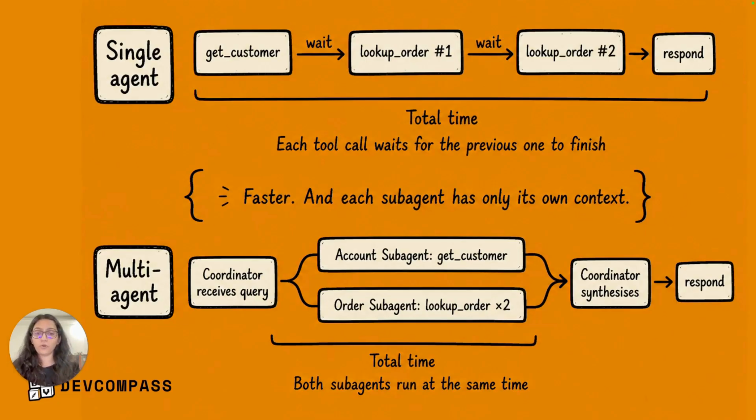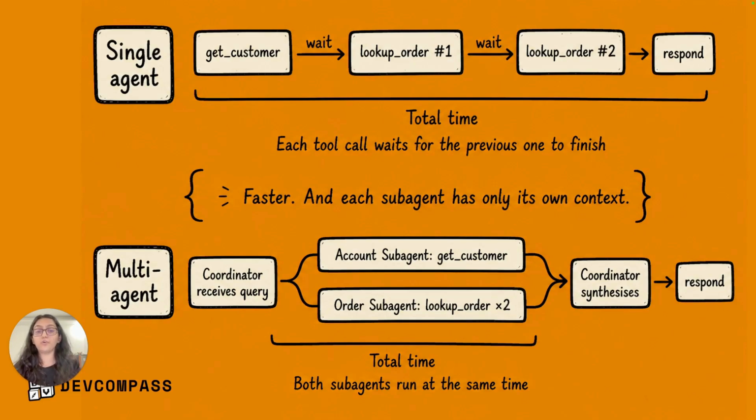Whereas the bottom row is multi-agent parallel. The coordinator receives the same query. It spawns 2 sub-agents simultaneously. Sub-agent 1 looks up the account. Sub-agent 2 looks up both orders. Both are running at the same time. So the coordinator waits for both to complete and then it synthesizes the results into a response. So total time is roughly the time of the single longest sub-agent task, not the sum of all tasks.